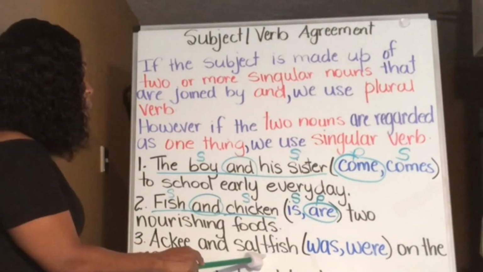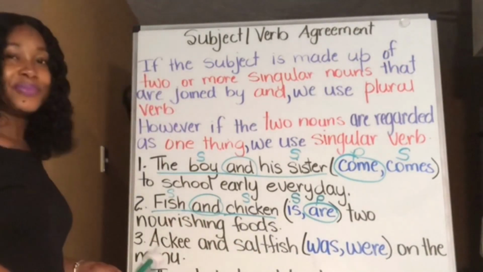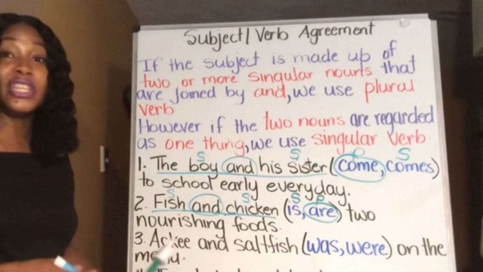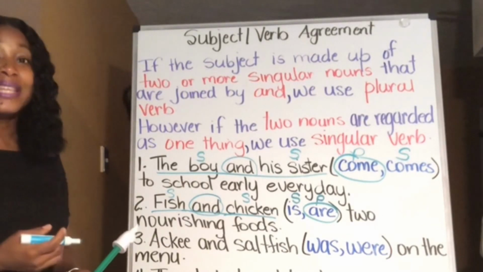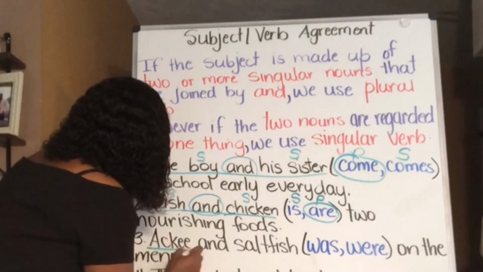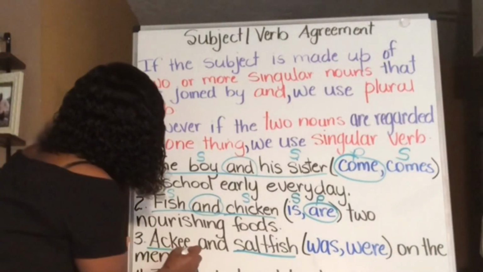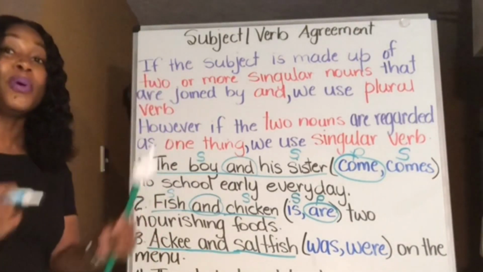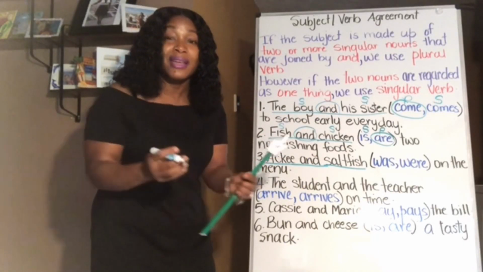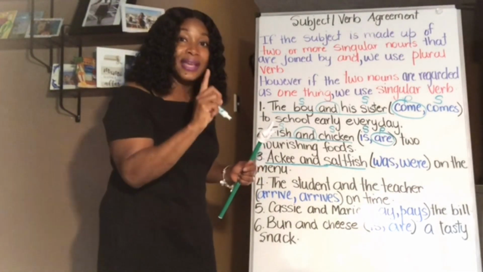Ackee and saltfish was or were on the menu. Now, for those who know, ackee and saltfish is a Jamaican dish. It is actually our national dish. So, ackee is one thing. Saltfish is a type of fish. Ackee is actually our national fruit as well. But when we put them together, it is regarded as one thing. A meal that is prepared together, it's our national dish. So it is regarded as one thing.